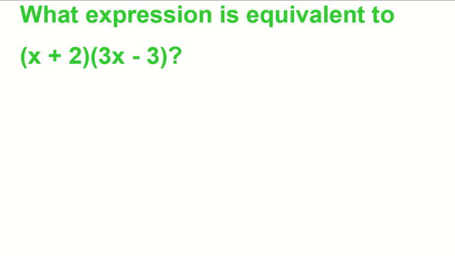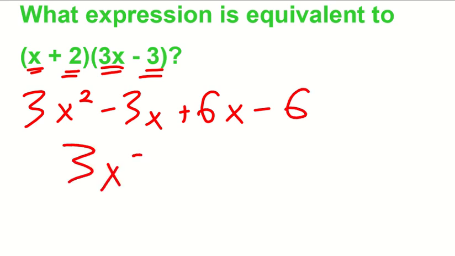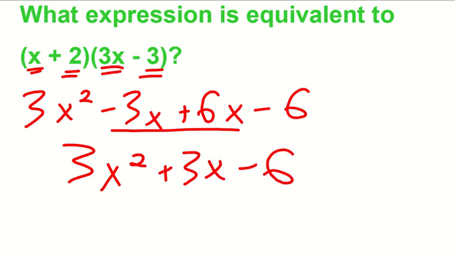So when we FOIL, first terms, x times 3x is 3x squared. Outside terms, we got x times a -3, so that's a -3x. Inside, we got 2 times 3x, so that's a positive or plus 6x. And then we got 2 times the -3, so that's a -6. And then you just combine. Usually you only have to combine what's in the middle there. So that makes a plus 3x and the -6. Any questions on that one?